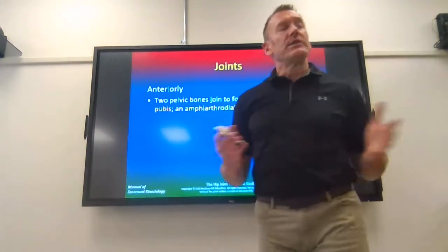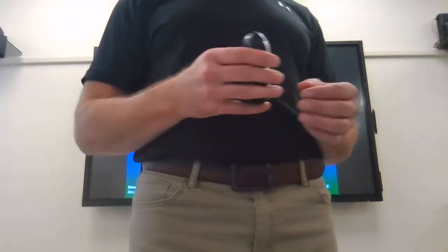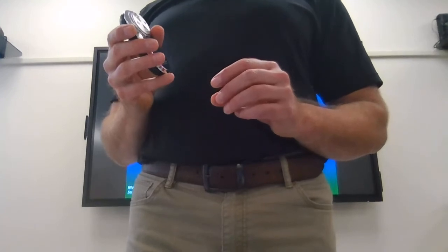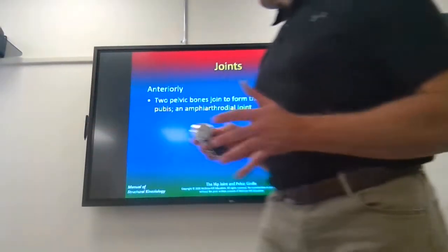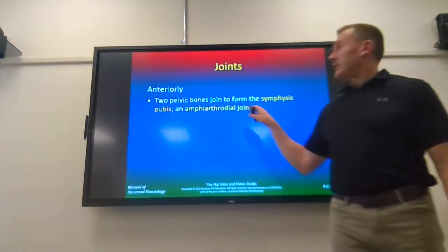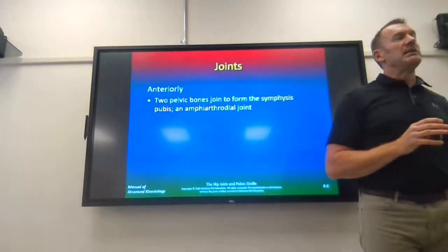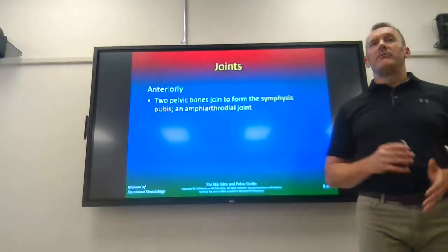Okay, so on the anterior side, the pelvic bones join at the symphysis pubis. So that's a fibrocartilage disc that joins the pelvic bones anteriorly. This is an amphiarthrodial type of joint. So that means there's a slight amount of movement.